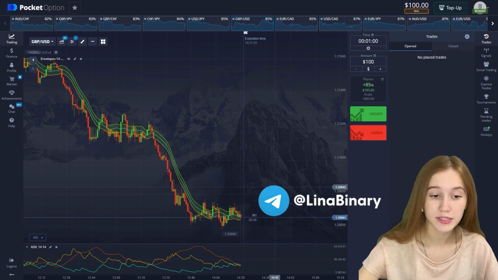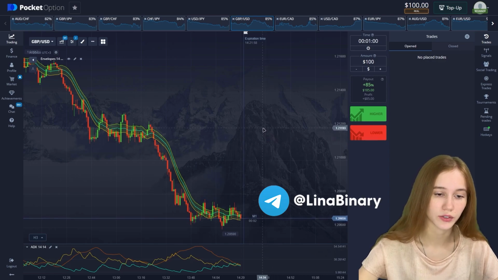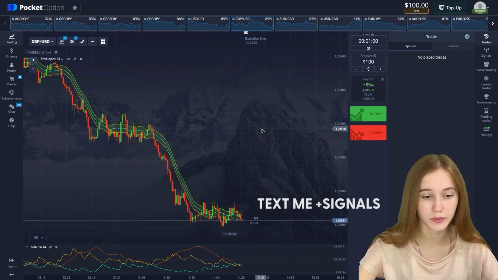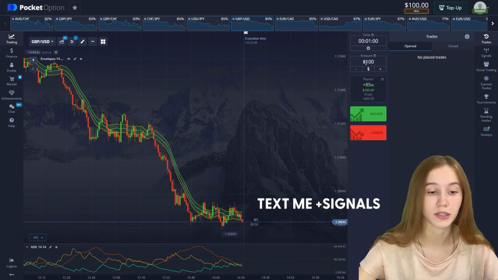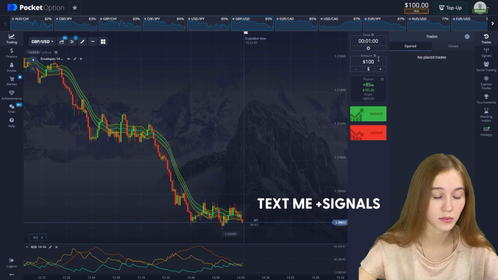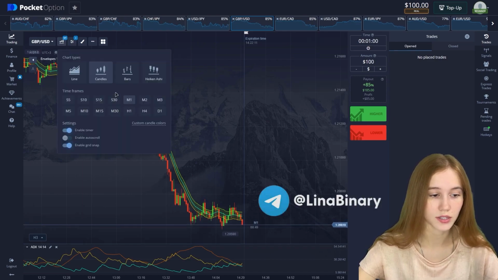Let's see what happens. Let's set up our workspace. What we see, the trade amount will always be $100. The deal time will be 1 minute. I will enable the minute time frame and candles. Also we'll trade on currency pairs, and here are today's currency pairs.